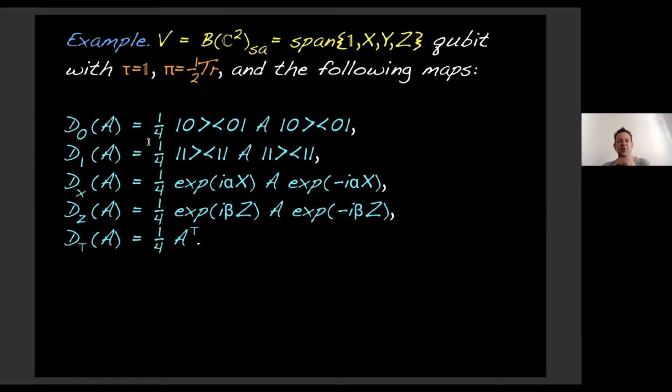When you look at them, ignore the p factors for the moment; those are needed so that when you sum them, we get a trace preserving map. We have here a projective measurement, projecting onto 0 and 1. We have a unitary rotation around x and then around z, and we have a transpose. The transpose is, of course, not a completely positive map, but this is just a quasi-realization, not the quantum realization.